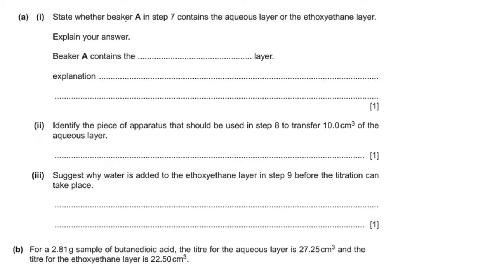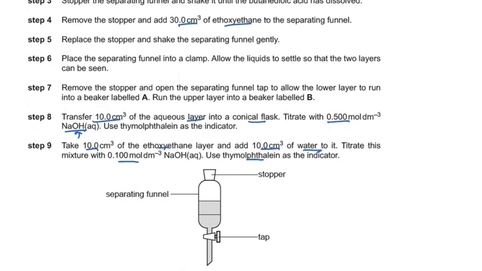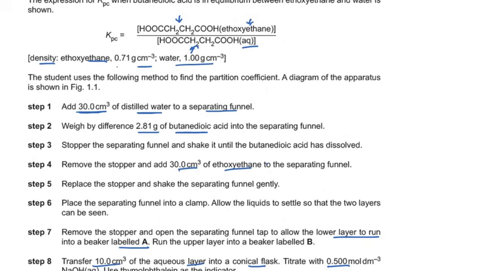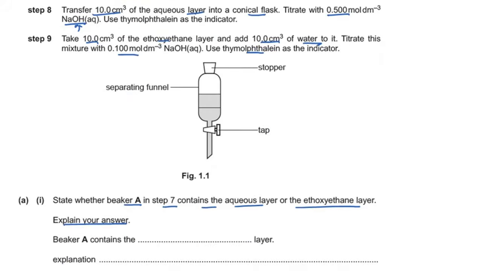It says state whether beaker A in step 7 contains the aqueous layer or ethoxyethane layer. Explain your answer. Now we need to go back and read the procedure. What is beaker A and what is beaker B? Here it says remove the stopper and open the separating funnel to allow the lower layer to run into beaker labeled A. Now we need to find out which is the lower layer, and for that we need to find out the density. Here the density of both the substances is given, and ethoxyethane has a lower density of 0.7, and water has a higher density of 1.00 grams. So obviously the lower layer will be the aqueous, water.